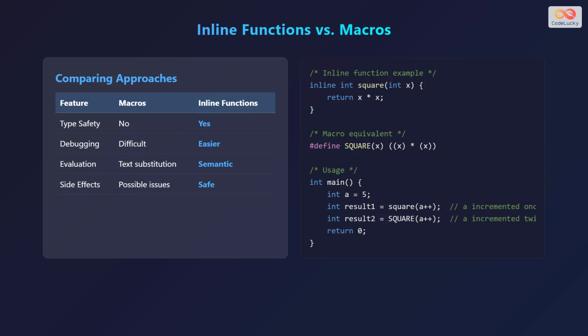As an example, consider an inline function called square that takes an integer x and returns x times x. The macro equivalent is #define SQUARE(x) as (x) times (x). When using the inline function, int result1 = square(a++), a is incremented only once. However, when using the macro, int result2 = SQUARE(a++), a is incremented twice.